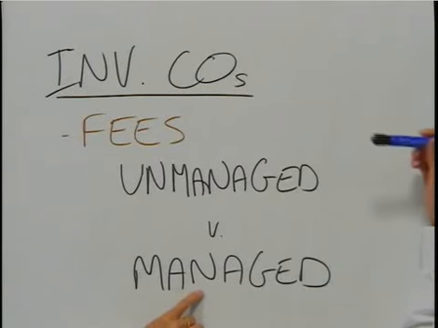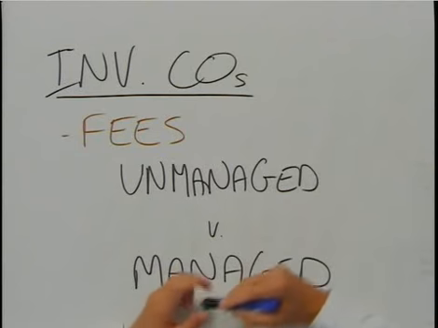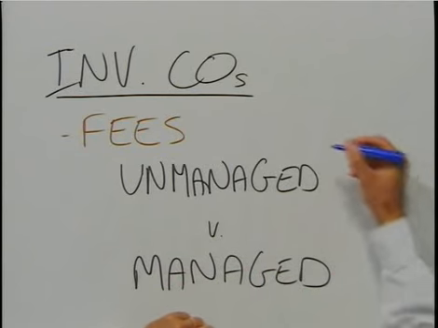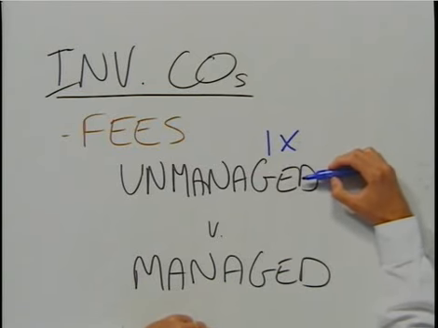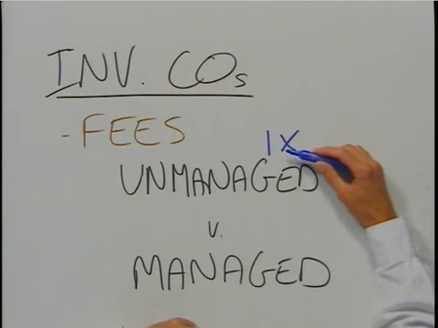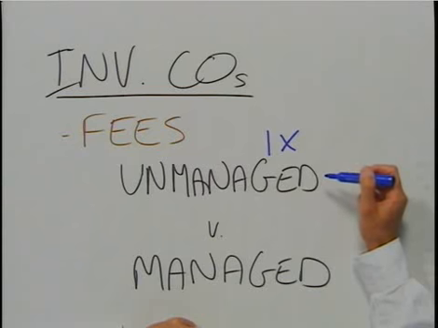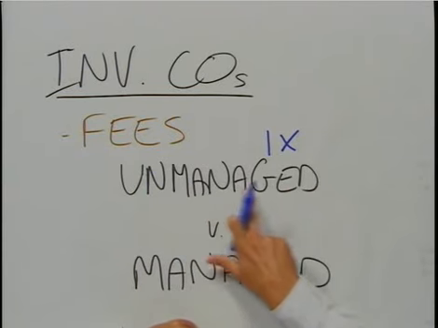Unmanaged versus managed. Unmanaged, you have a one-time fee. So we have a one-time fee here. How is this fee calculated? Well, typically in an unmanaged fund, the net asset value charged to the initial investors is higher than the underlying net asset value. So the difference between the two net asset values is the fee. And that really is the only fee for an unmanaged fund.